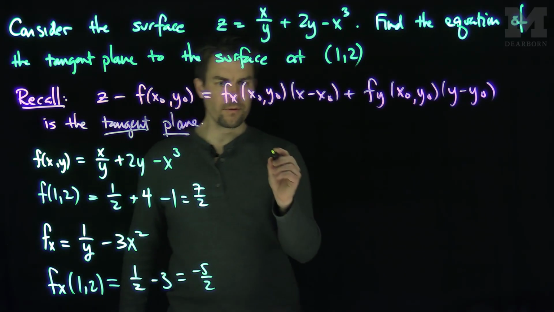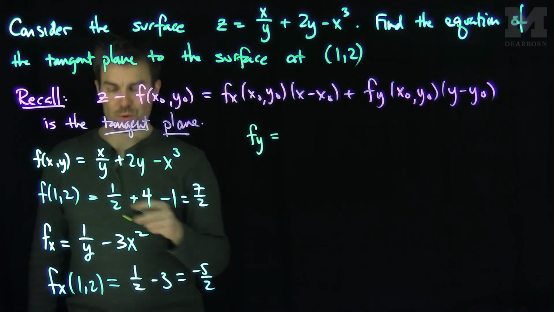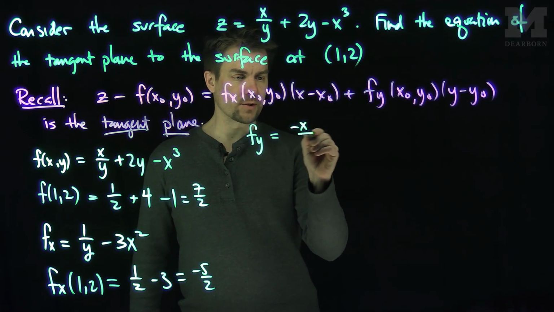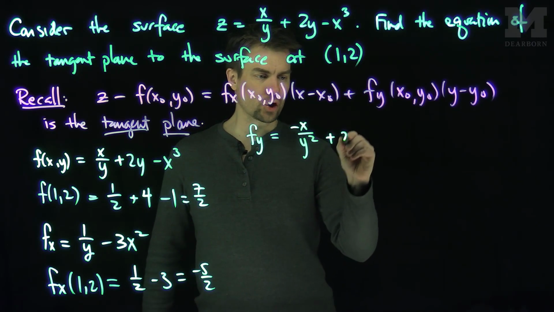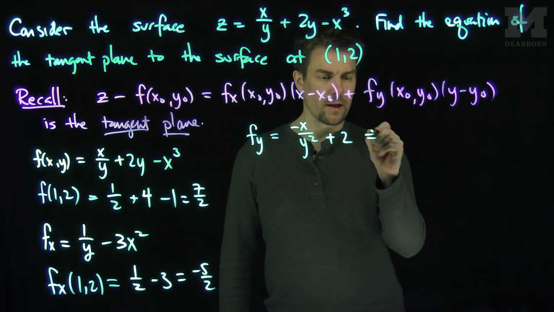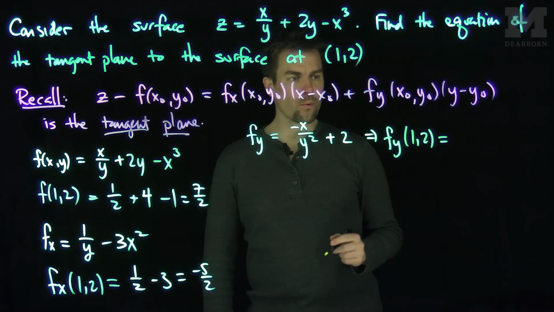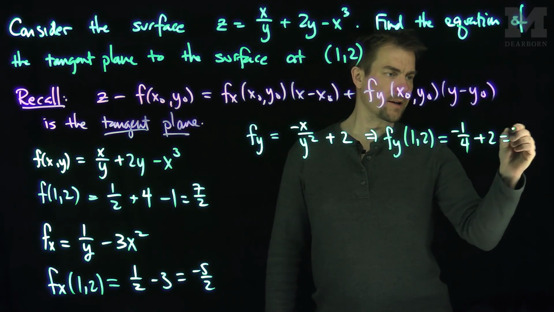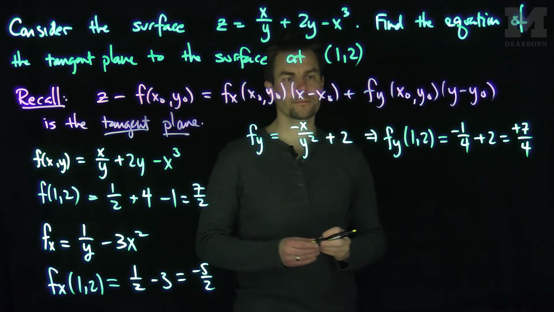Next, let's do the y derivative. My y derivative, fy: the y derivative of x over y, which is really x times y to the negative 1, is negative x over y squared. Then the y derivative of 2y is just plus 2. The y derivative of x cubed is 0, so that's my fy. And so fy at (1, 2) is negative 1 over 4, plus 2, which is positive 7/4.